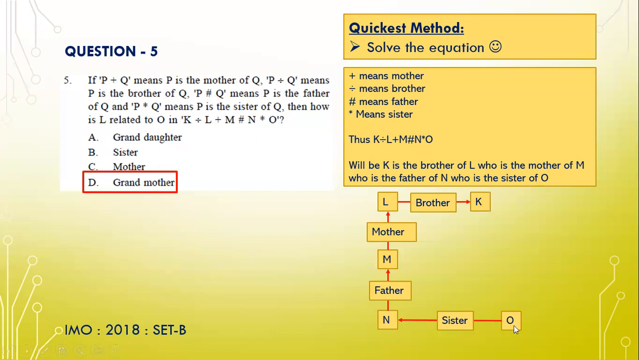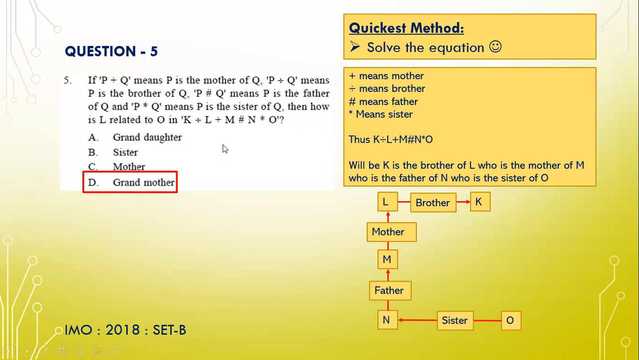Start drawing. O, first write O. Sister of O is N. Father of N is M. And mother of M is L. And brother of L is K.